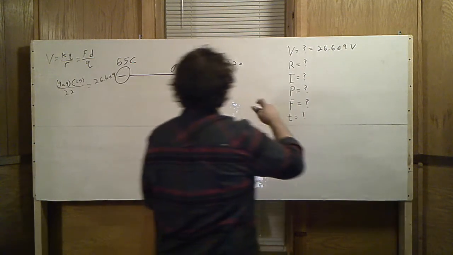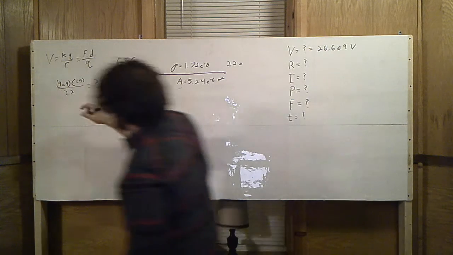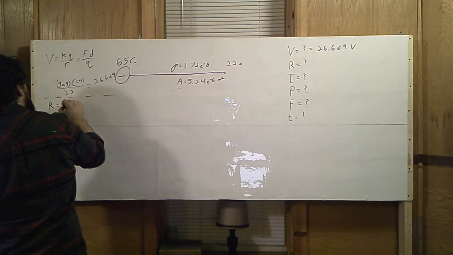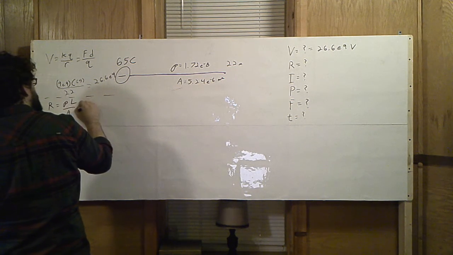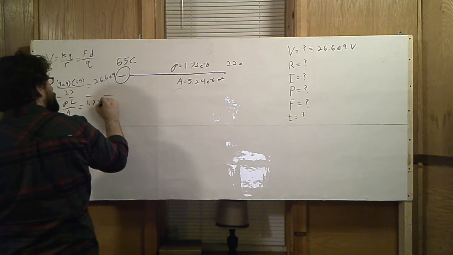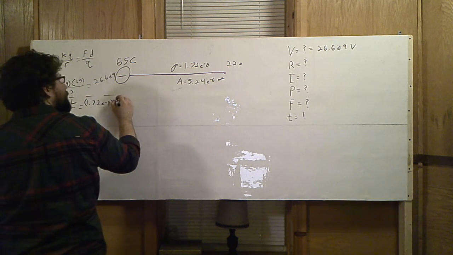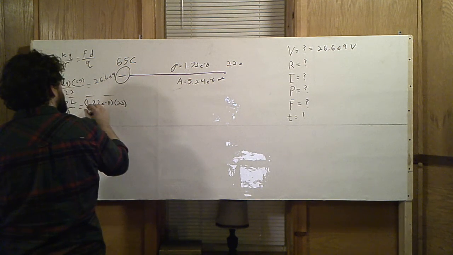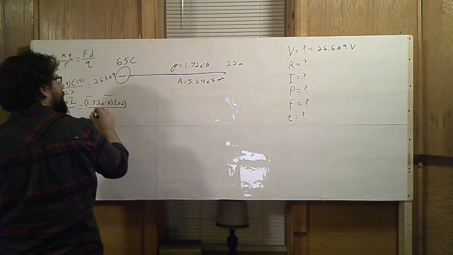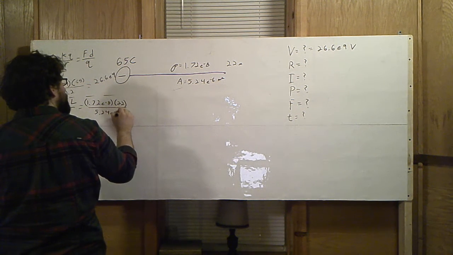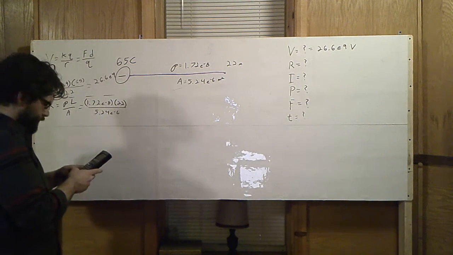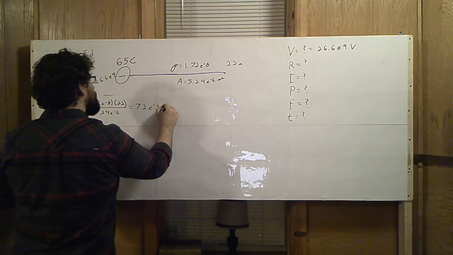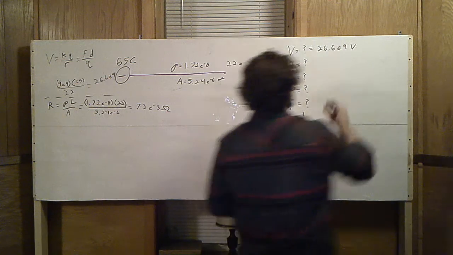Alright, so my resistance will be R equals rho L over A, which is going to be 1.72E-8 times 22 divided by 5.24E-6. We get 72E-3 ohms. That is very small.